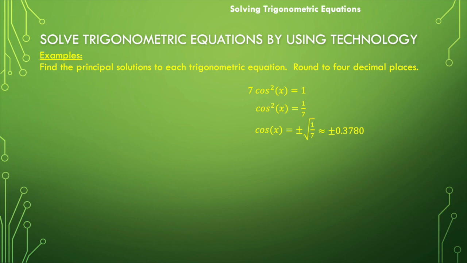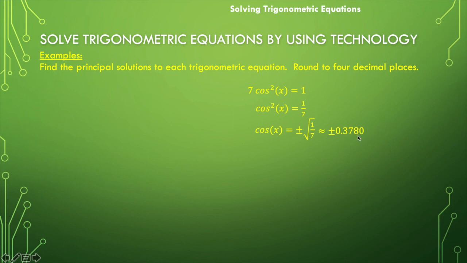All right. Now, we have done nothing to find x yet. All we've done is set up our equation like what we've seen before. Okay, so we've eliminated the 7 and eliminated the squaring. Okay, so now it's time. We are going to use our inverse cosine function to find x. We're going to do it first for the positive form of this value. So cosine of x is equal to positive 0.3780.